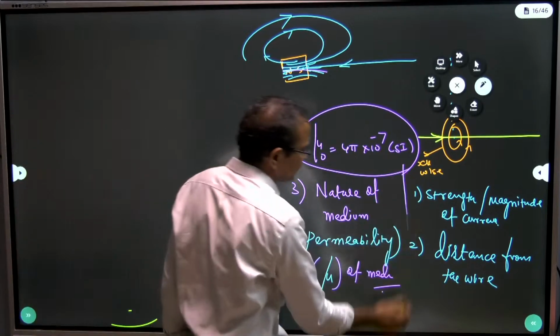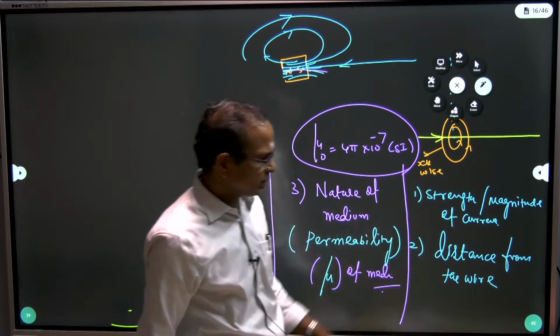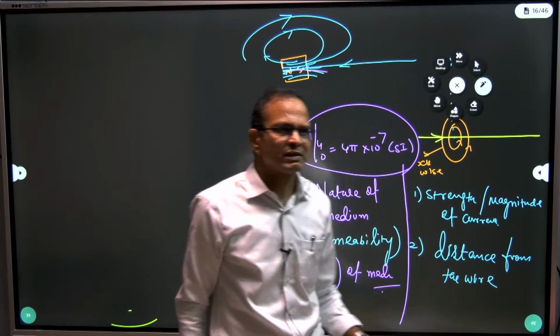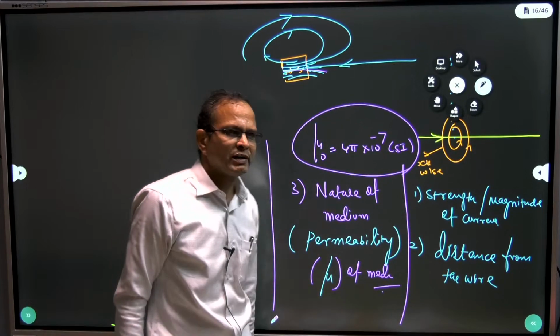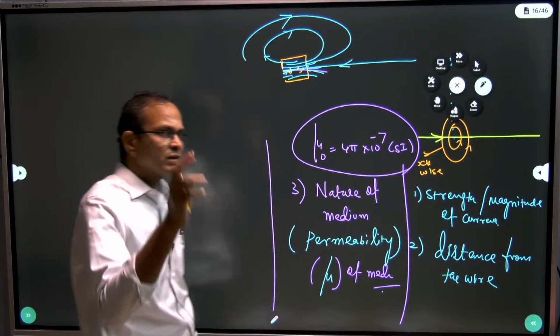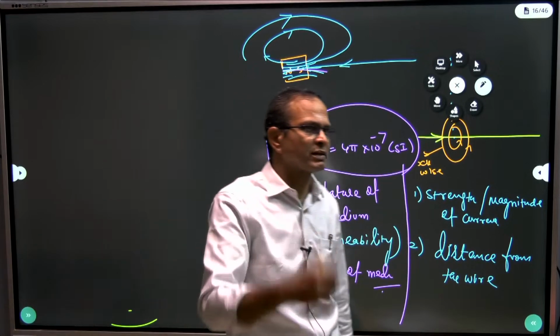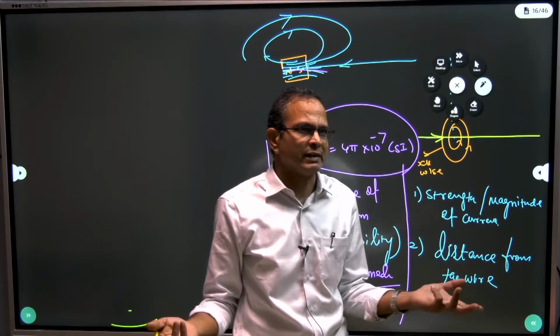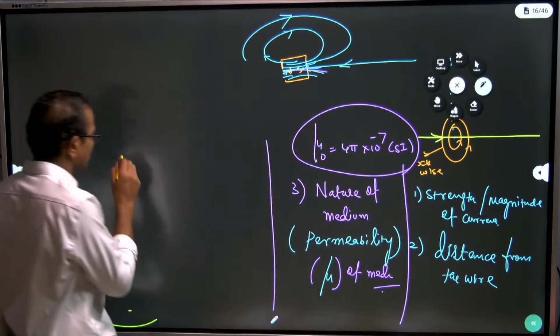Then the only three factors we have mentioned now. One is strength of the magnetic field. Number 2, distance from the wire. Number 3, nature of medium. Number 4, because he is asking straight line and circle together, we can say nothing wrong in saying shape of the wire, because you are asking like that.